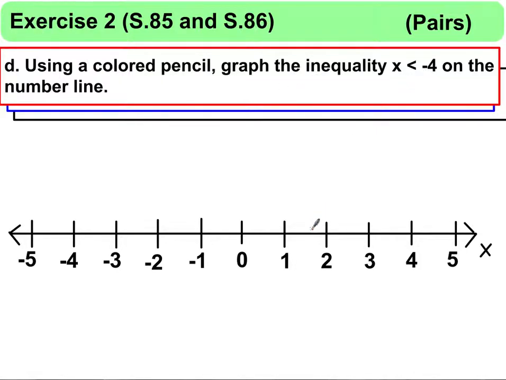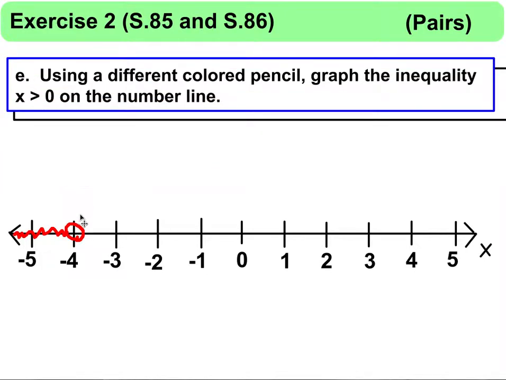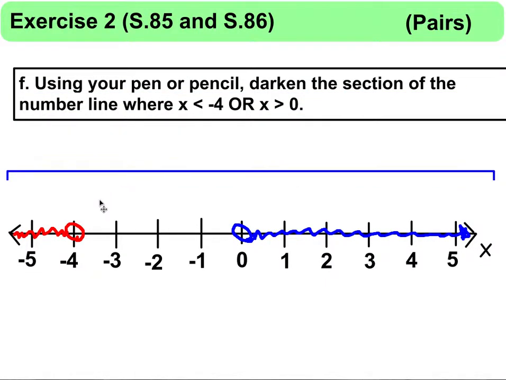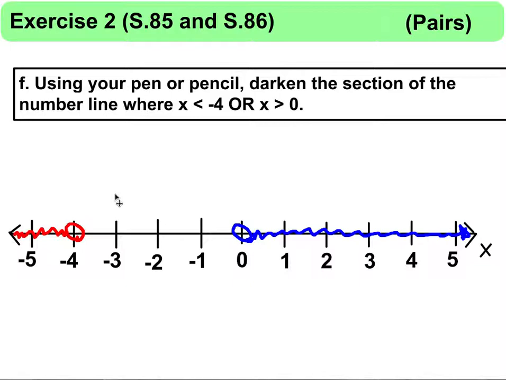So this time x is less than -4, and so we shade everything to the left. And this time in blue, we're going to shade everything where x is greater than 0. One thing you're going to note this time is when we get to part F, using your pencil or pen, darken the section of the number line where x is less than -4 or x is greater than 0, and that's just what we see.